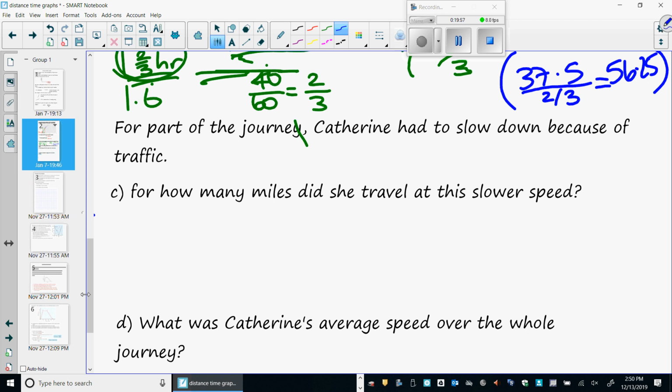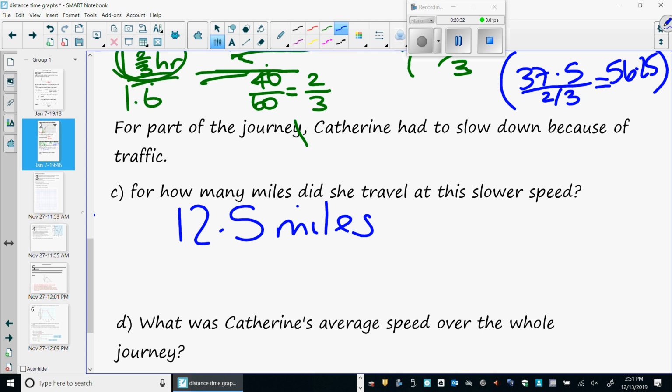12.5. How'd you get that, Hayley? Because it only covered one box. So it only covers one box vertically, so that would be 12.5 miles. Yes, we get it. I said no. So, in this portion here is where she's travelling the slowest. No, vertically, because this is distance. So from here to here, she's only travelled 12.5 miles.